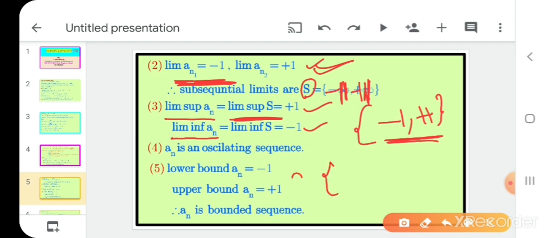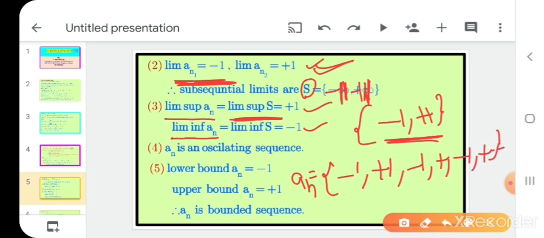What are the elements of the given sequence AN, not the subsequence? The sequence AN elements are minus 1, plus 1, minus 1, plus 1, minus 1, plus 1, like this. It is an oscillating sequence. It is neither decreasing nor increasing. This is not an increasing function and not a decreasing function. We call it an oscillating function. So, what is the fourth point? AN is an oscillating sequence.